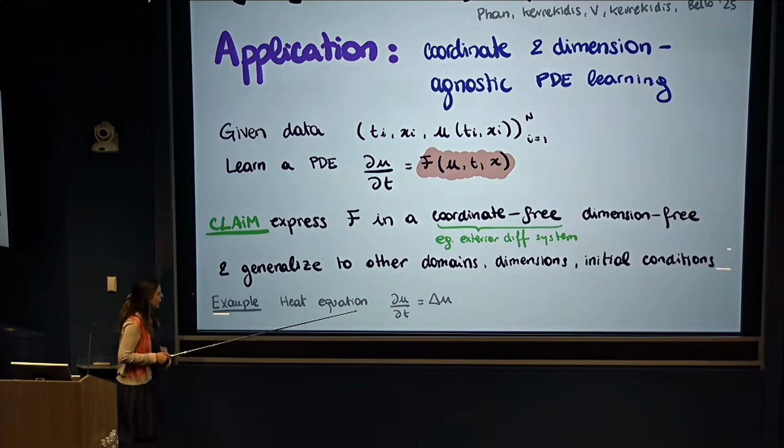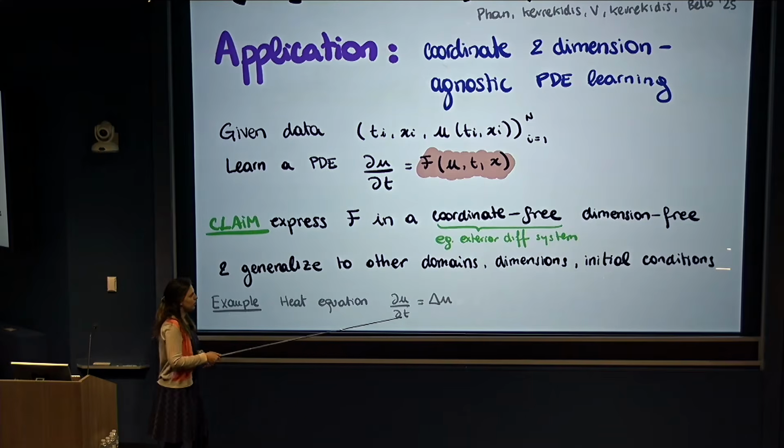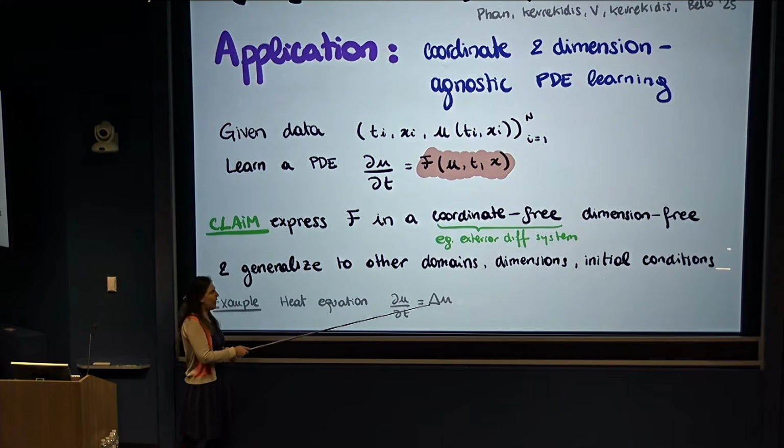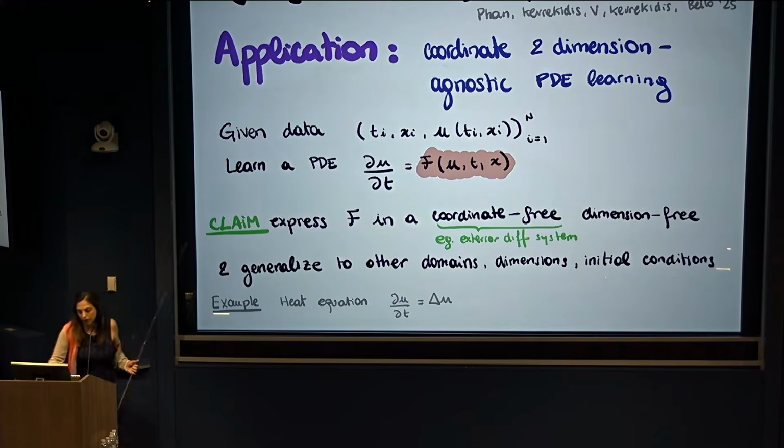For example, I can have the heat equation written like this. So du/dt is equal to the Laplacian of u. The Laplacian is an operator that is defined for any Riemannian manifold. So if I change my manifold, my domain, I know that what I should be using is the Laplacian. Writing the Laplacian is something that I can do in a way that is coordinate-free, because the Laplacian is intrinsic to the manifold, and dimension-free, because you can write the same equation for any manifold.